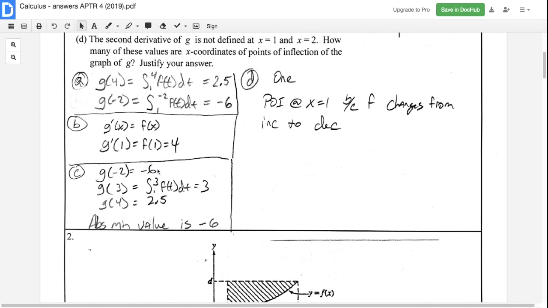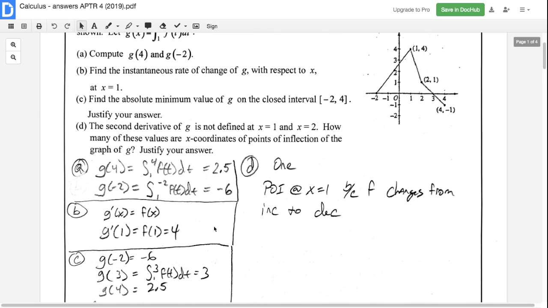Absolute minimum value, my smallest is -6. So that means the absolute minimum value is -6.